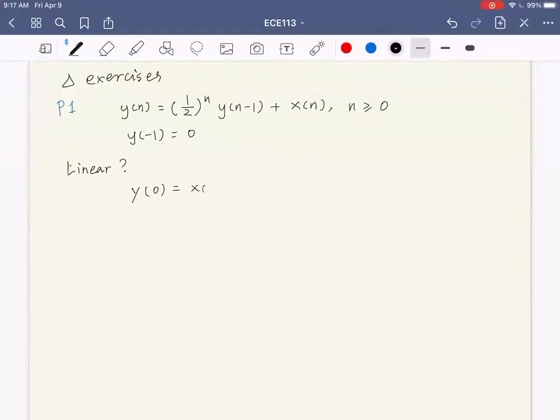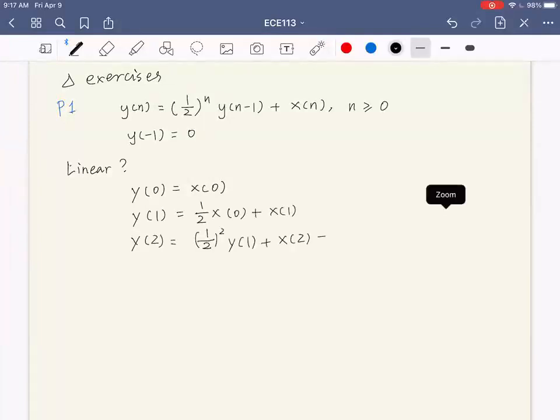Would that just be x of 0? Right, correct. And we can propagate this and get y of 1. I guess it's too easy for you, so I would just write it down to save you some time. And then we write it in terms of input. We don't want to see any y on the right-hand side, right?